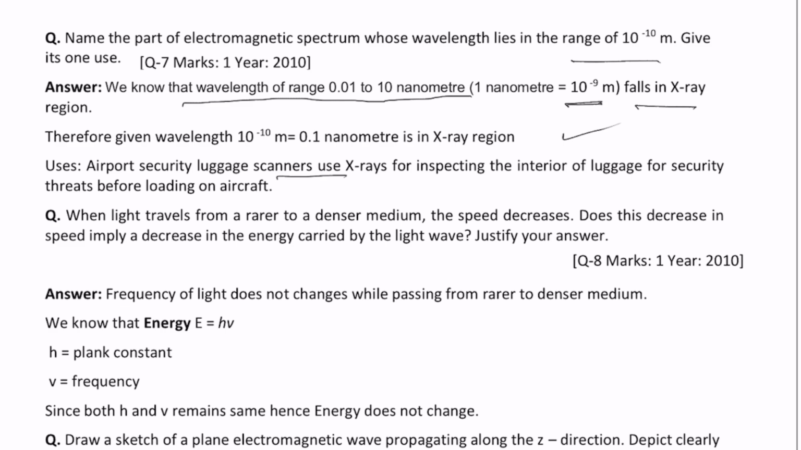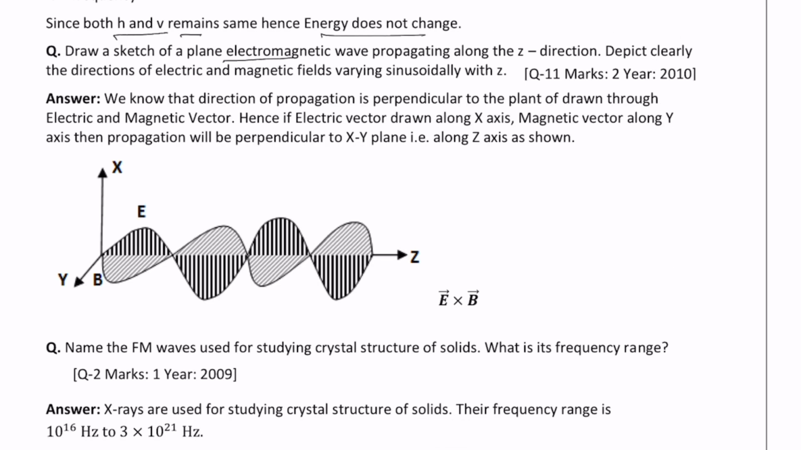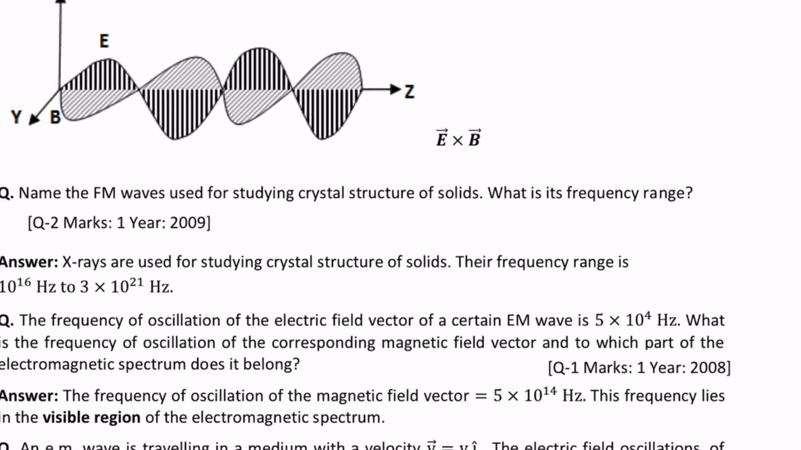When light waves travel from a rarer to a denser medium, the speed decreases. Does the decrease in speed imply a decrease in the energy carried by the light waves? Justify your answer. Energy is h into nu. Nu remains constant, h is Planck's constant, so the energy does not change. Next, sketch the plane electromagnetic wave propagating along the z-axis. This is a theoretical question, already explained.